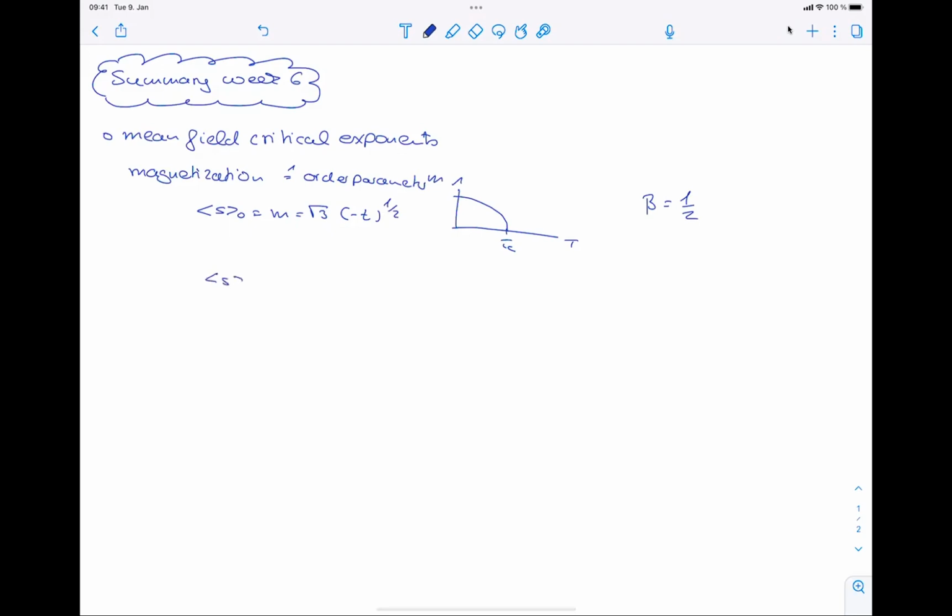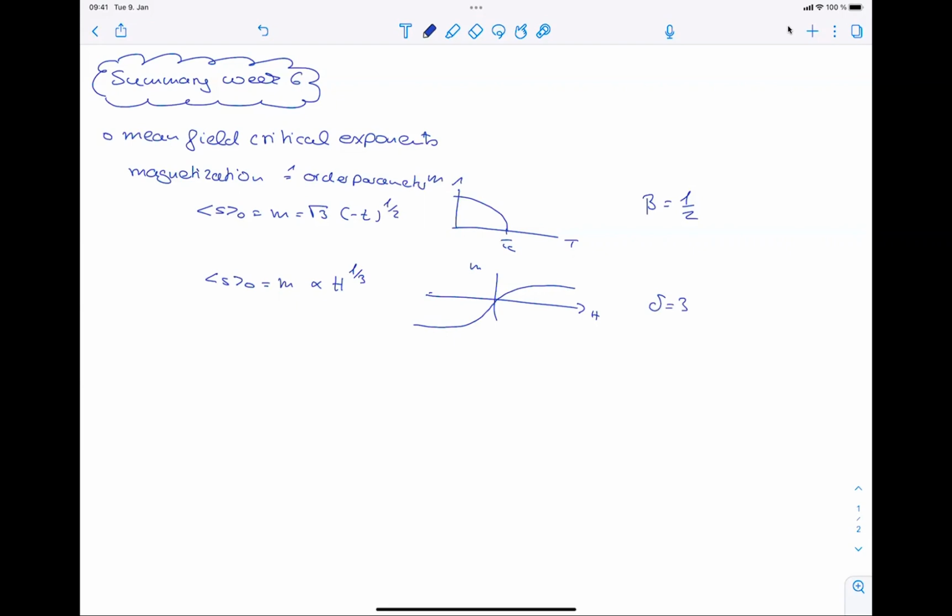Similarly, we can look at the magnetization as it scales with the applied field, and that's a factor 1/3. So what we have here is this kind of relationship, and this identifies the critical exponent delta to be 3.